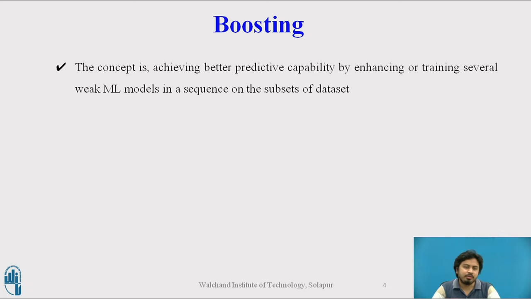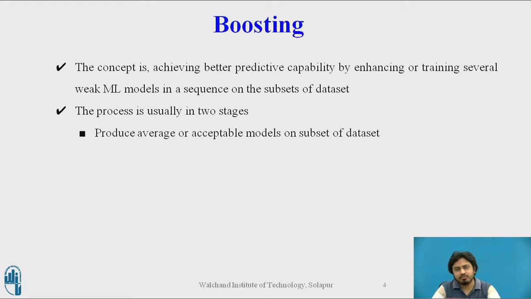The performance of one submodel on one preceding subset decides what would be the subset and the ML model's performance for the succeeding subset. This process is usually a two-stage process, as we discussed in the earlier slide. First, produce average or acceptable ML models on subsets of data. Then combine the ML models using a cost function. Usually cost functions are some kind of voting, weighted, or average based algorithms to combine the power of all the individual ML classifiers produced during the process of boosting.